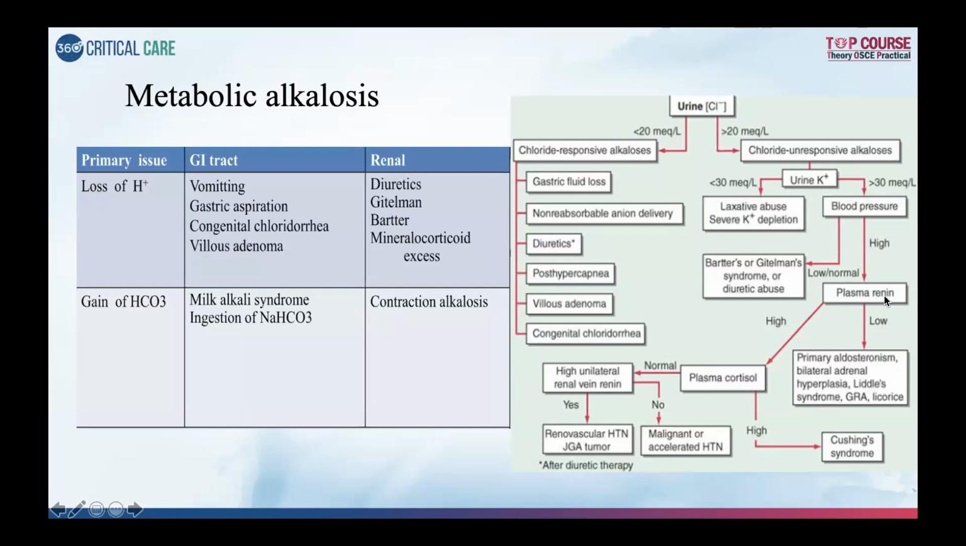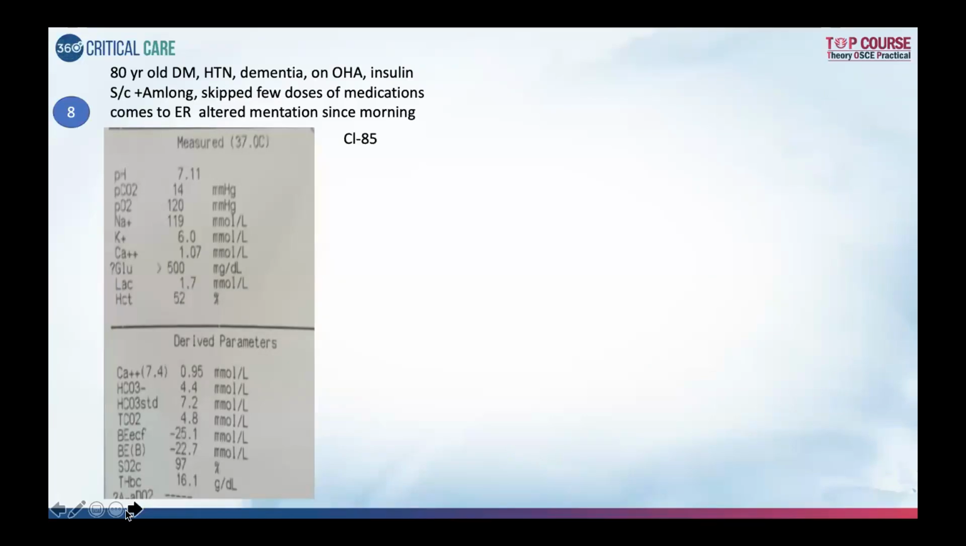If plasma renin is low, then it means aldosterone is high: primary aldosteronism, or adrenal hyperplasia, Liddle's or licorice. Licorice is nothing but herbal ingestion, which is similar to aldosterone. And then high cortisol, Cushing's. And then you look for any renovascular hypertension, like juxtaglomerular apparatus tumors and all that. So this is the algorithm for metabolic alkalosis.